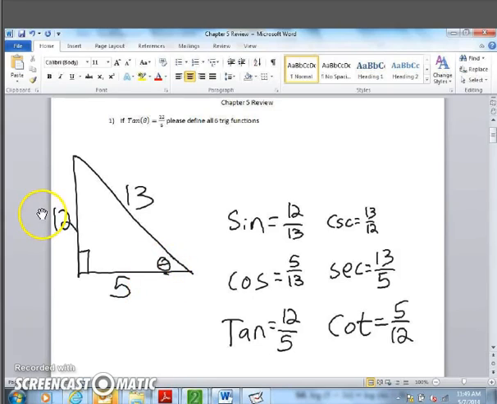Sine is opposite over hypotenuse, 12 over 13. Conversely, the reciprocal of that is 13 over 12, and that is cosecant, because sine and cosecant are reciprocals. We go to cosine, which is adjacent over hypotenuse: adjacent 5 over hypotenuse 13, and then the reciprocal of that is secant, which is 13 over 5. And you know tangent already from the problem, so therefore you know what cotangent is. Remember your definition, SOHCAHTOA, or Oscar has a heap of apples.